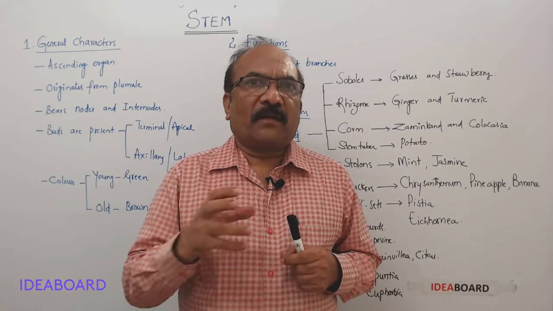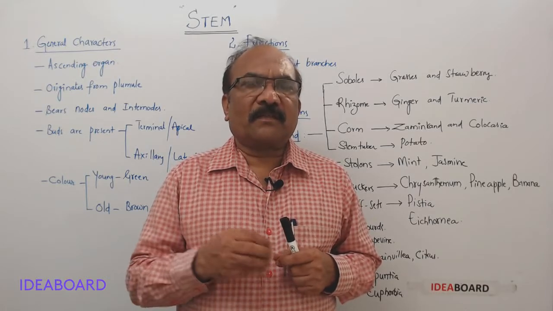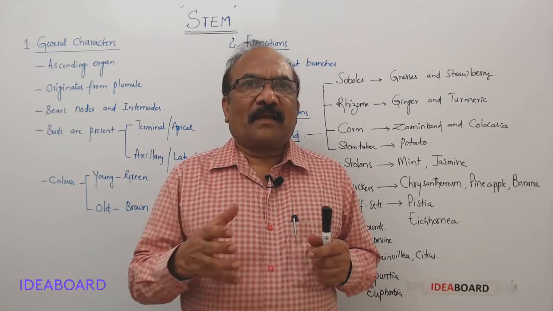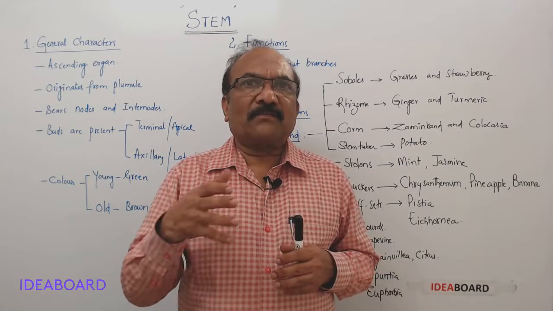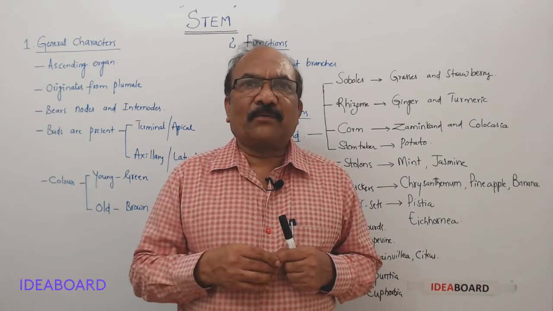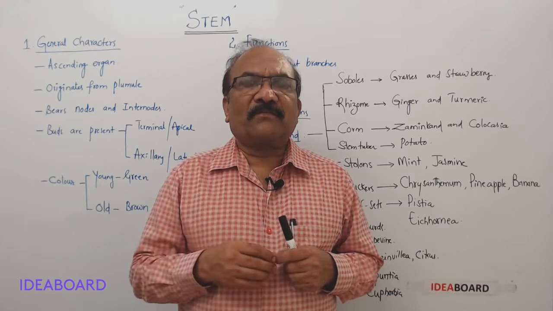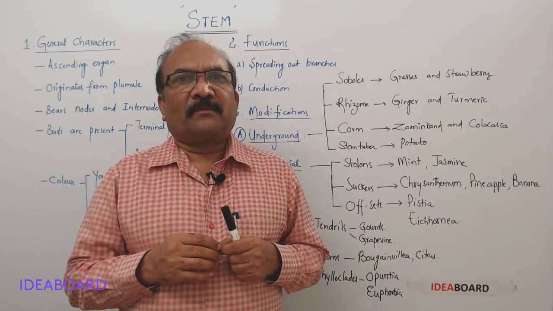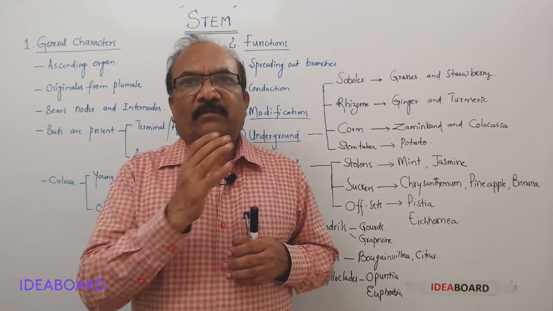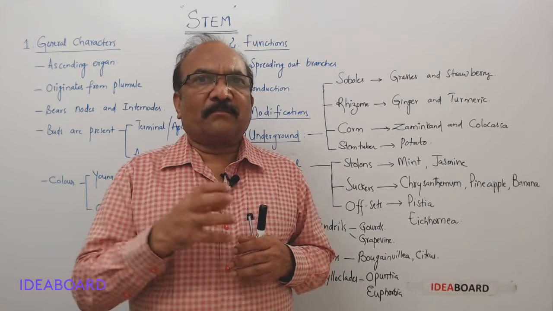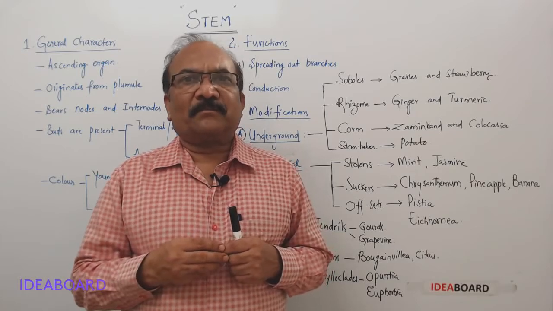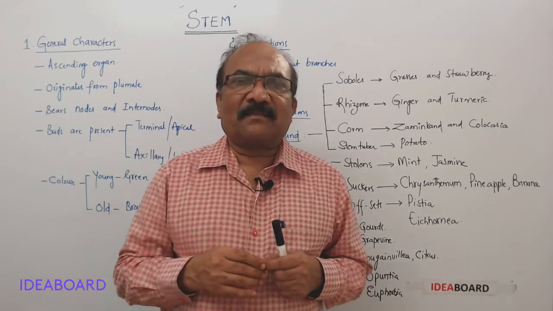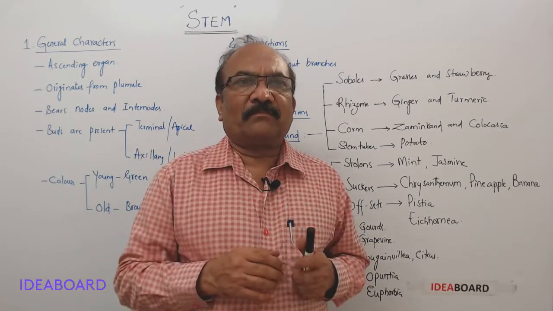So a flowering plant will have two systems, as we discussed already: a root system and the shoot system. The root system generally develops from the radicle of the embryo, and the shoot system will develop from the plumule of the embryo. Don't forget some terms here. The axis of the embryo is called embryonal axis or tigellum.